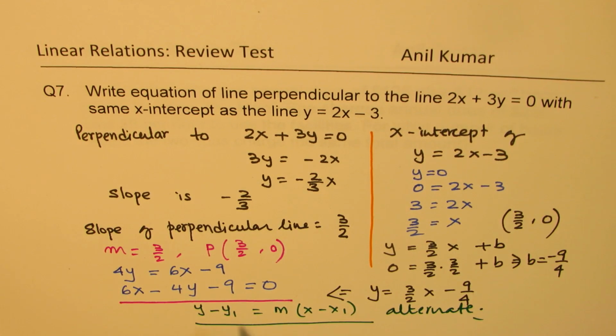So anyway, I'd like you to use this formula with the slope and the point given to you, and then check whether you get the same result or not. Perfect. Let's move on and take question number 8.